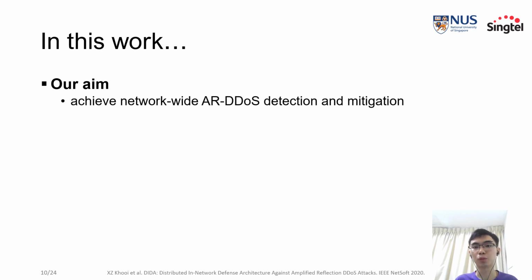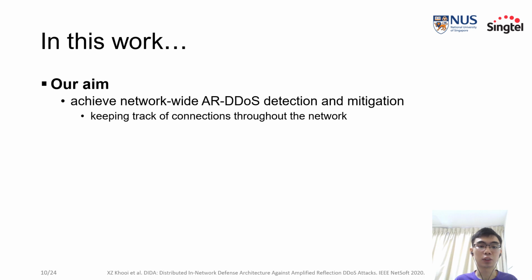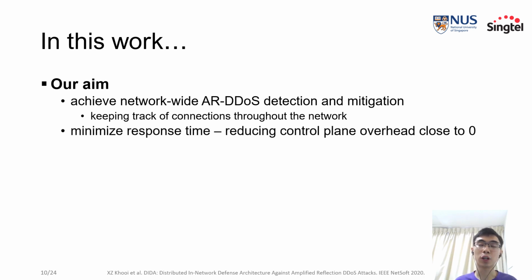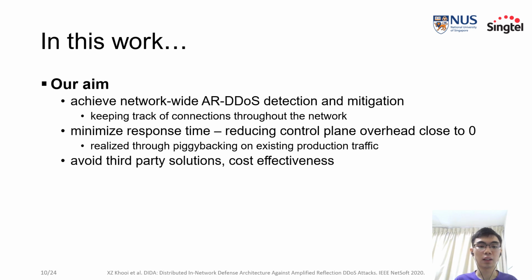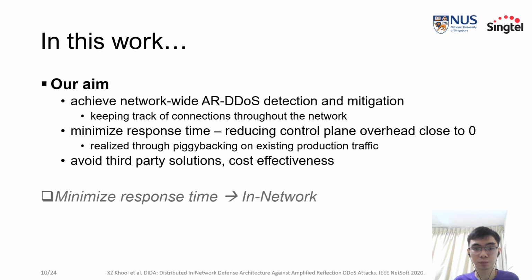Firstly, is to achieve network-wide AR-DDoS detection and mitigation. This is done through network-wide connection tracking. Secondly, we want to have minimal response time. In order to have minimal response time, we need to reduce the control plane overhead close to zero. This is realized through piggybacking on existing production traffic. And lastly, we want to avoid third-party solutions such as scrubbing in order to have a cost-effective solution.